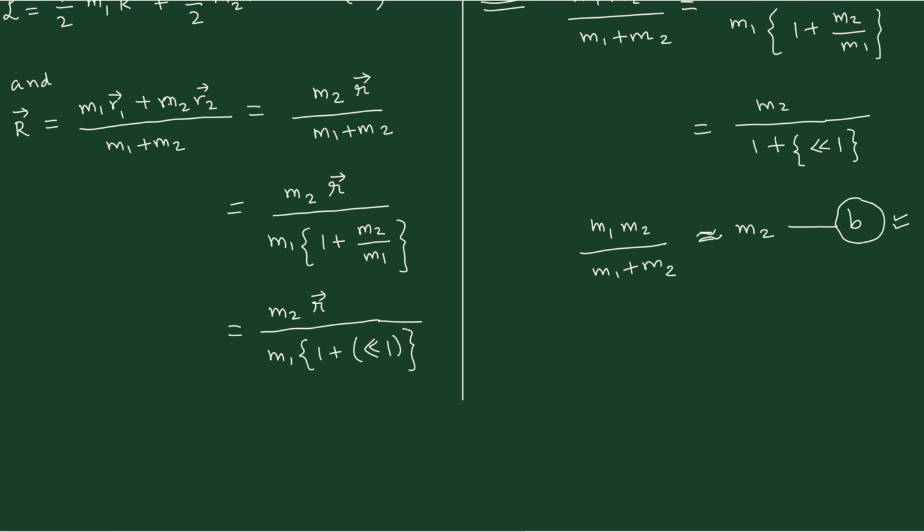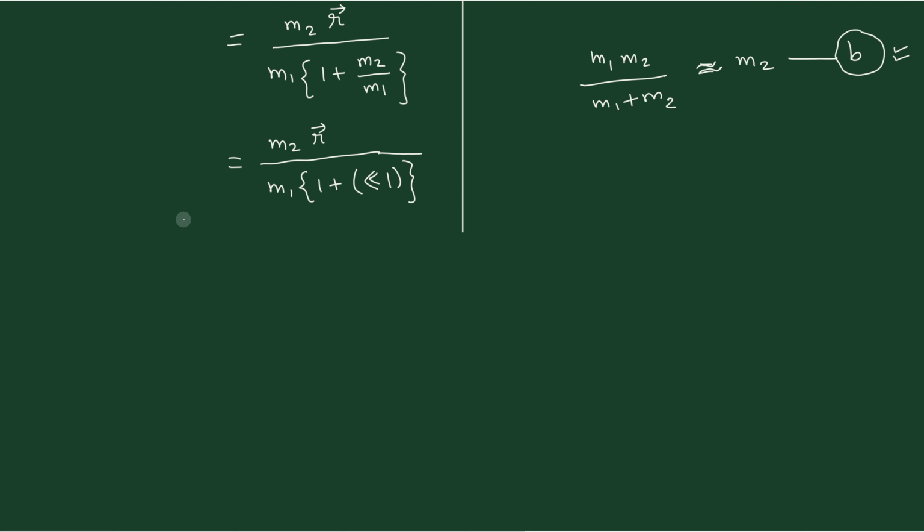So you are now making a conclusion. The conclusion is that we will have m2 into the script r divided by m1. So this will be the expression for the r vector.